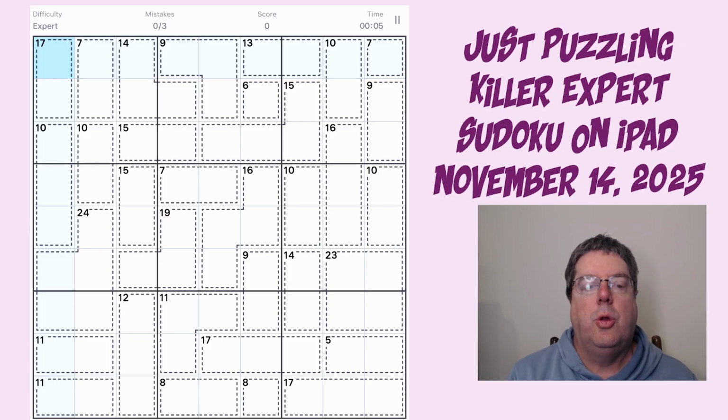Today we're doing a Killer Sudoku on my iPad. I do this at the expert level. Alright, so what we're going to do is go through the rules of Sudoku, how that changes with Killer Sudoku, and then we'll solve the puzzle.